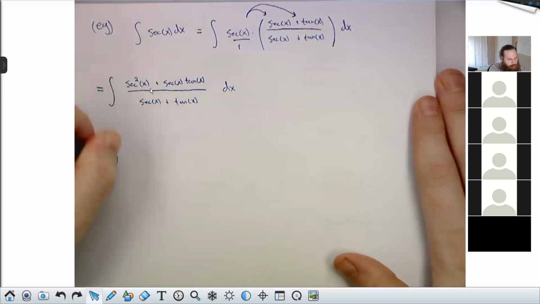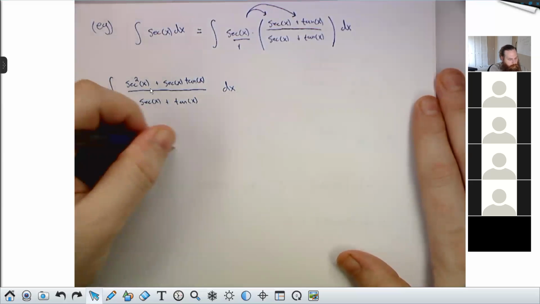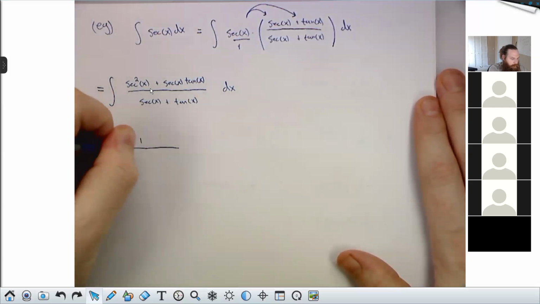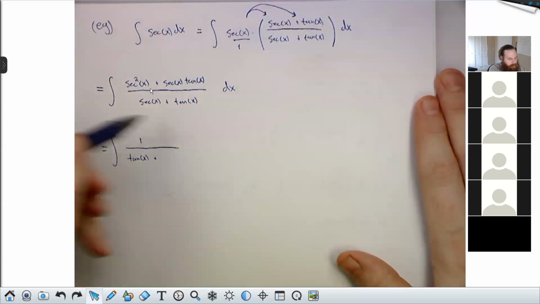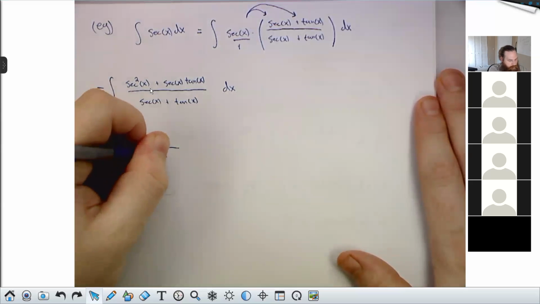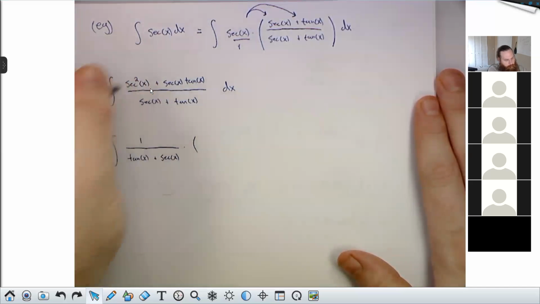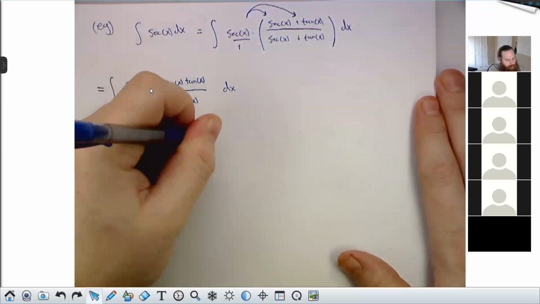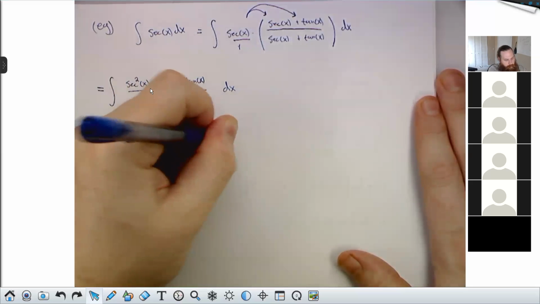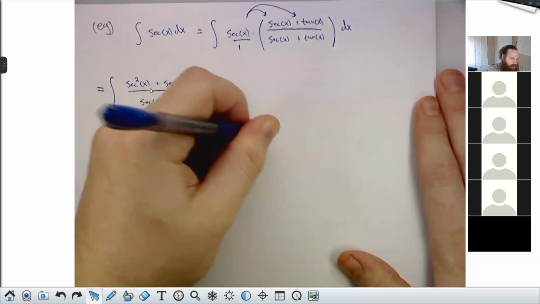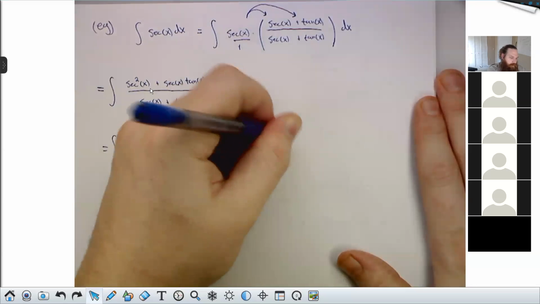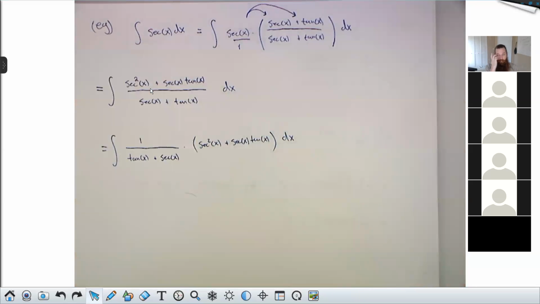Okay. Well, let me rewrite this then as 1 over, I'll change the order of addition downstairs. That's always allowed. 2 plus 5 is the same as 5 plus 2. Secant plus tangent is the same as tangent plus secant. And then I'll rewrite the top over here as secant squared x plus secant x tangent x. And there's your dx.